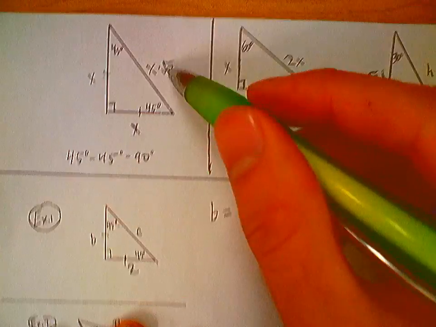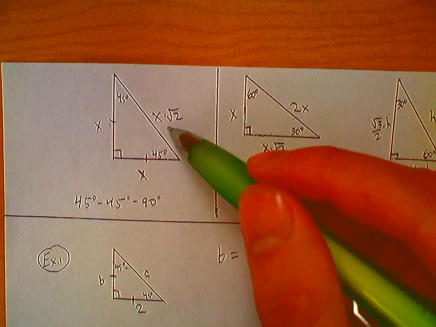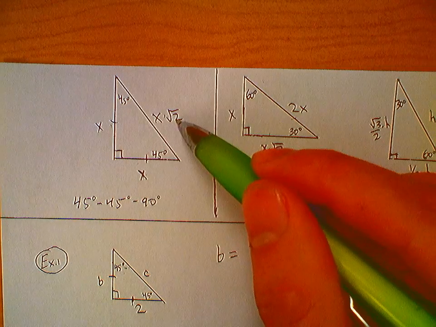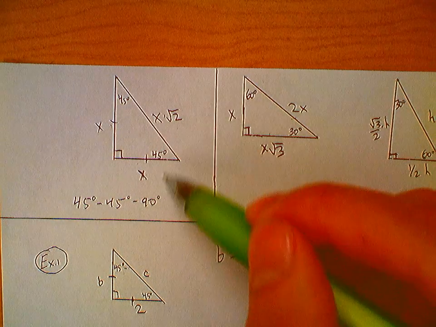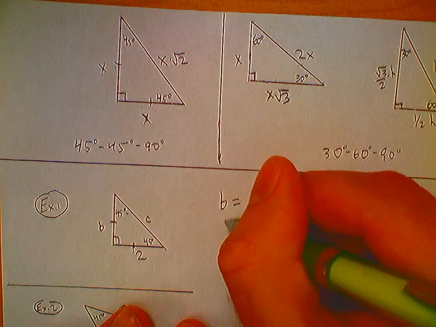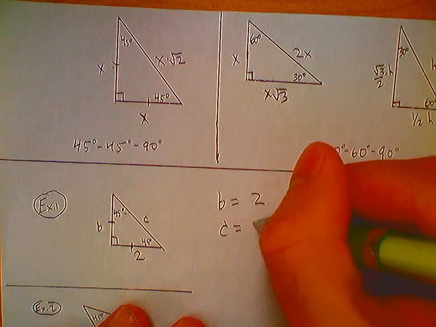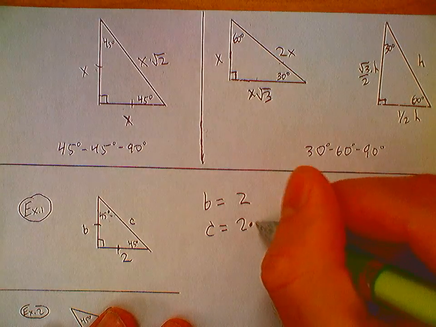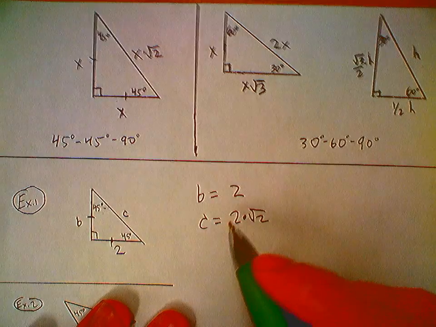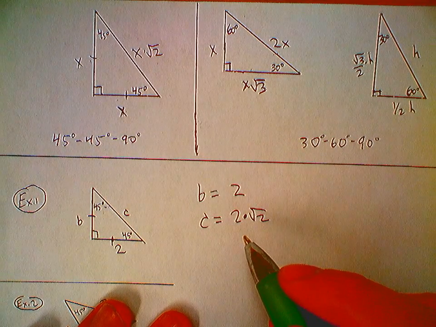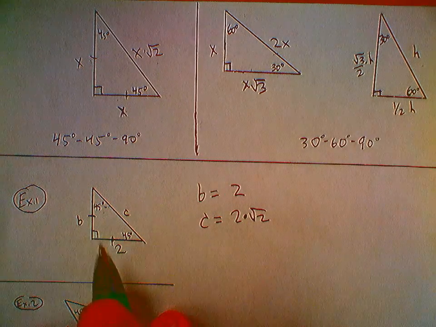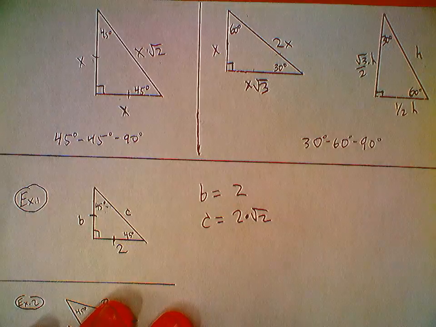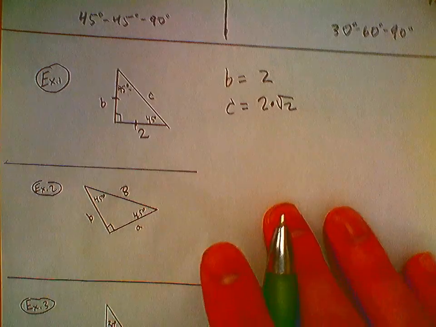So let me look up here at the relationship. According to what I've got here, it's going to be the length of the legs times square root of 2. So that's exactly what I'm going to do here. Our hypotenuse is going to be our leg length, so 2, times square root of 2. So 2 square root of 2. So I've got the other two sides figured out, and I'm pretty much done with this one. Let's move on.